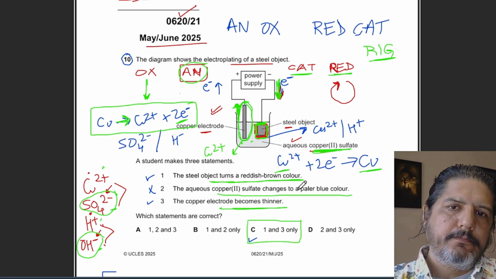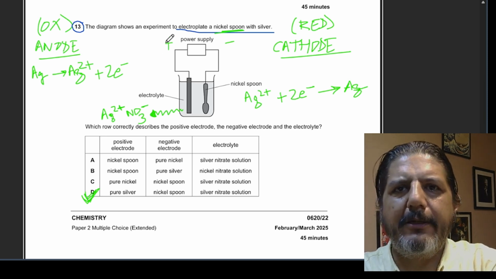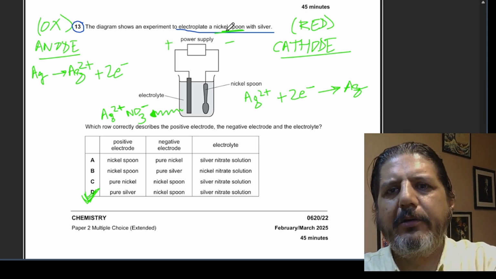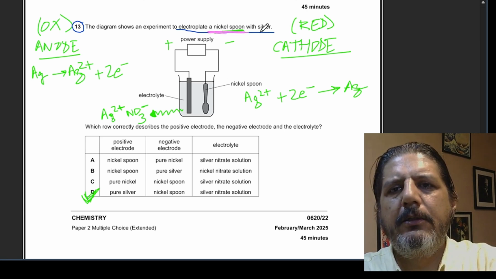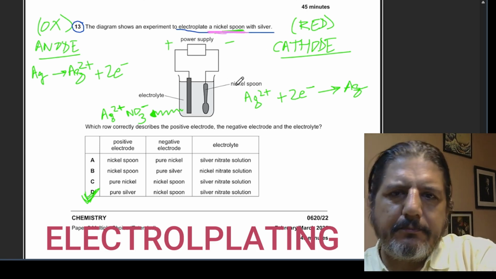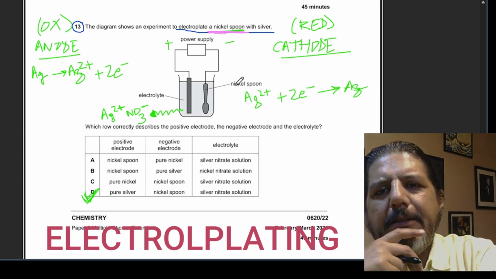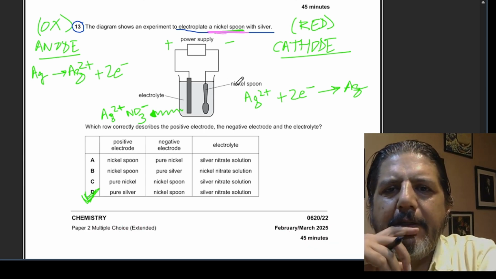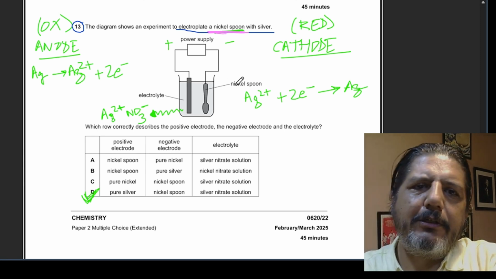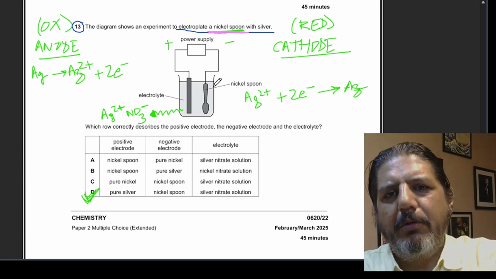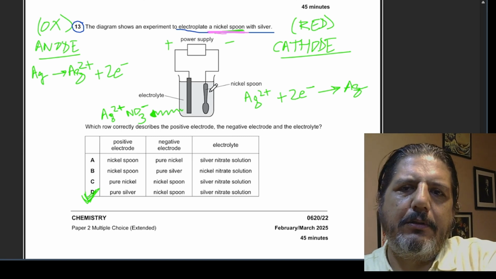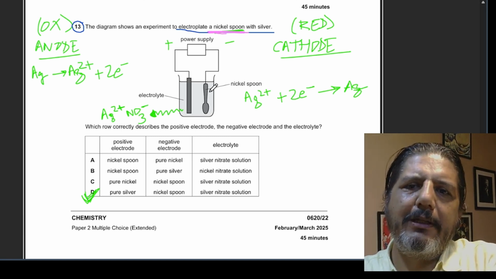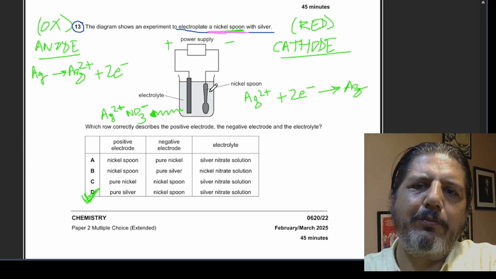Now, the next question is about electroplating. Let's look at the question. The diagram shows an experiment to electroplate a nickel spoon with silver. Now, before I start this question, in electroplating there are a few things that we need to understand. The first thing is the material that has to be electroplated. So for example, in this case, the nickel spoon is being electroplated.